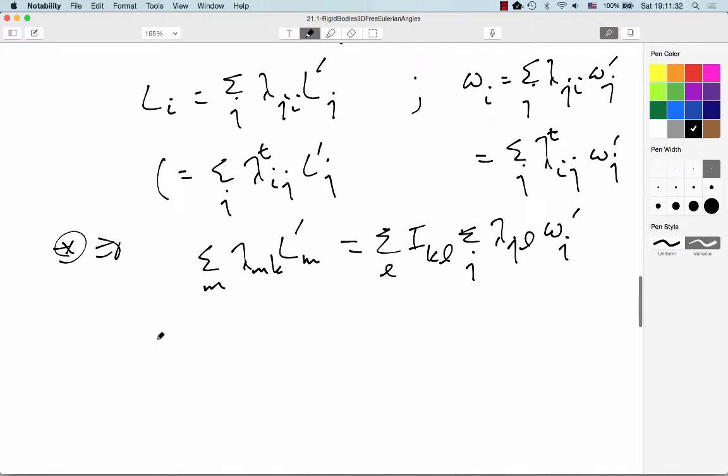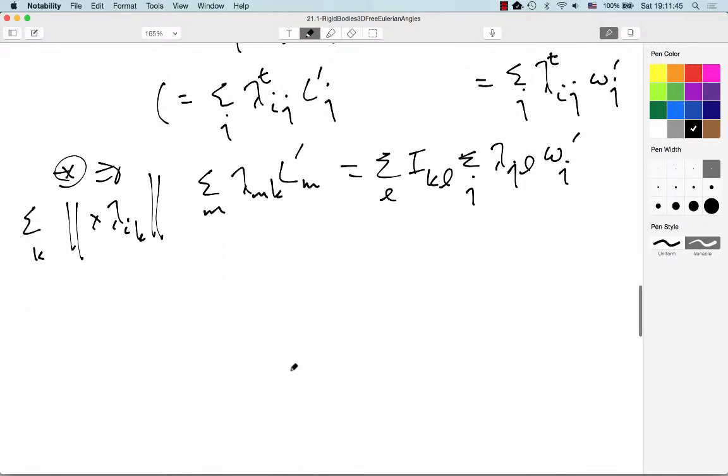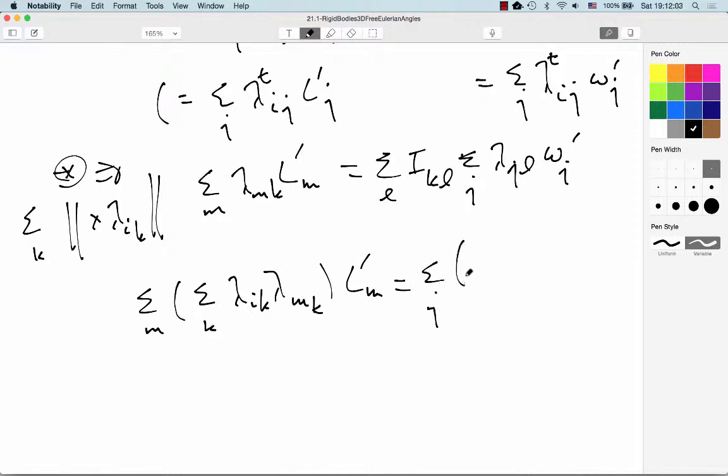All right. Now what we're going to do is multiply through by lambda ik, and then sum over k on both sides. That's totally allowed. And I can commute the sums, which is exactly what I'm going to do. So I get the sum over m, sum over k, lambda ik, lambda mk, L m prime, equal to the sum over j times the sum over both k and l of lambda ik, lambda jl, I kl, omega j prime.